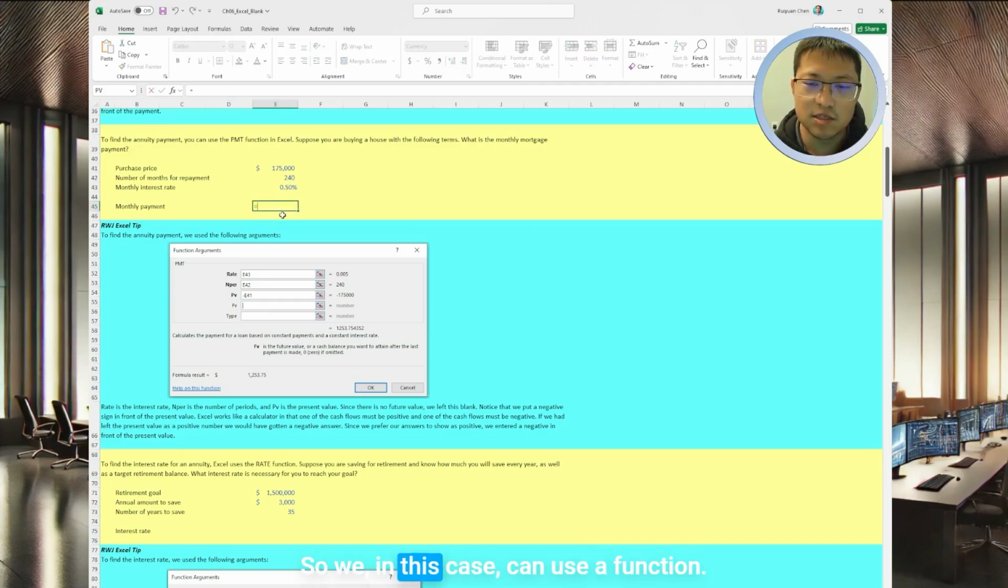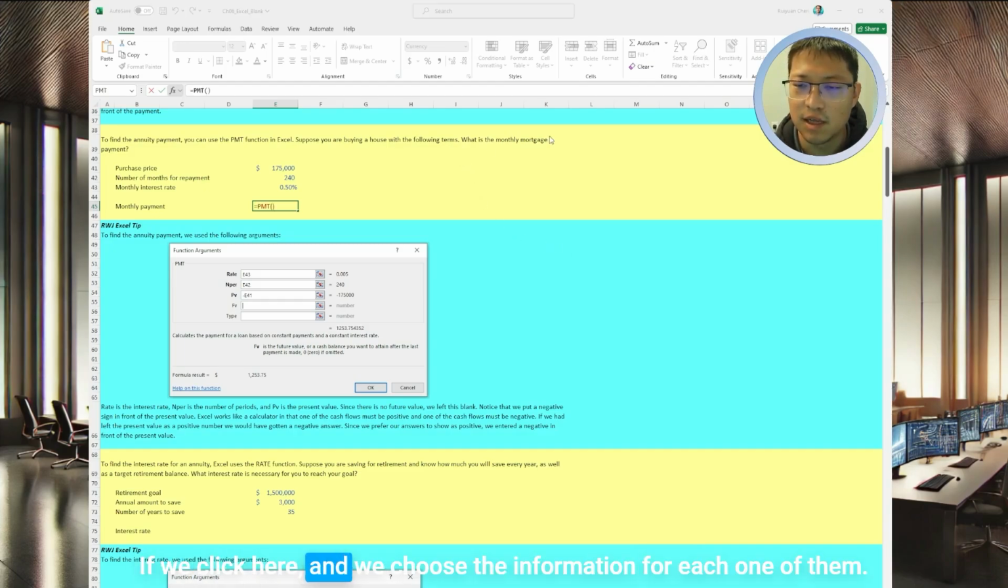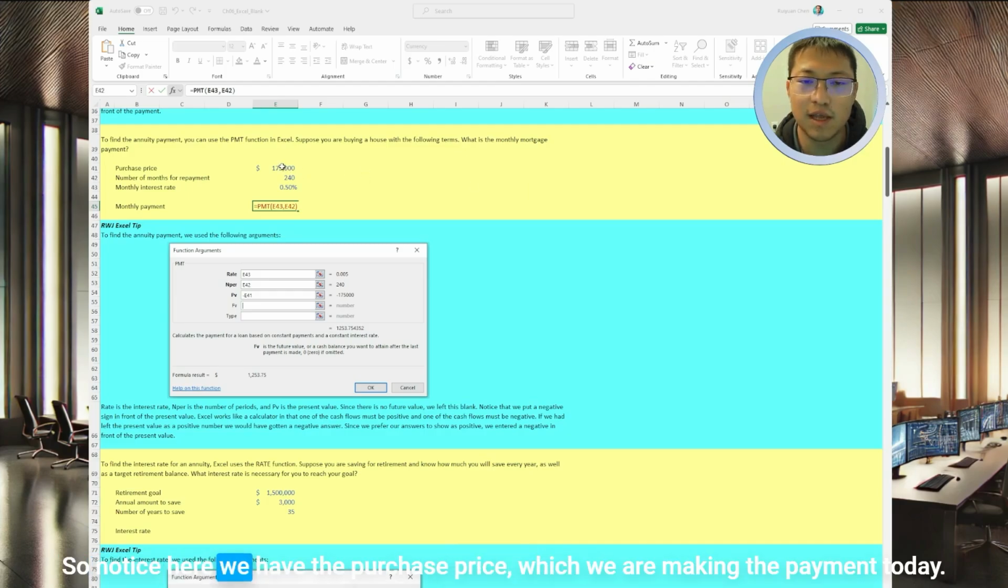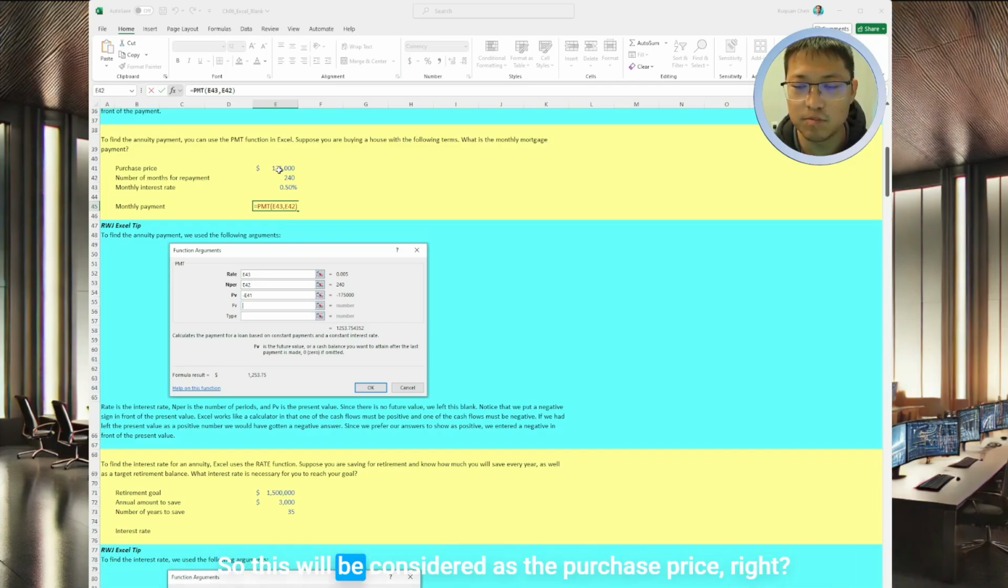So we, in this case, can use a function. We call this payment function, PMT, right? If we click here and we choose the information for each one of them, the rate is E4. The number of periods will be 240. Present value. So notice here we have the purchase price, which we're making the payment today. So this will be considered as the purchase price, right? So in order to get a positive payment, we want to put a negative sign for the purchase price.